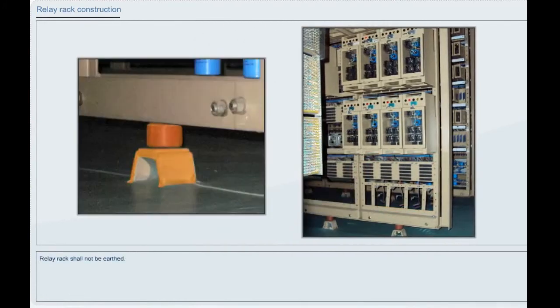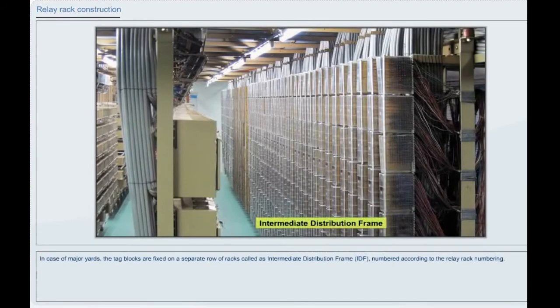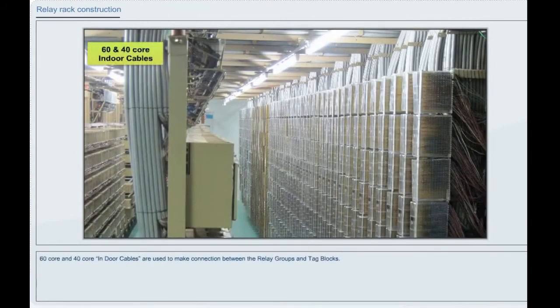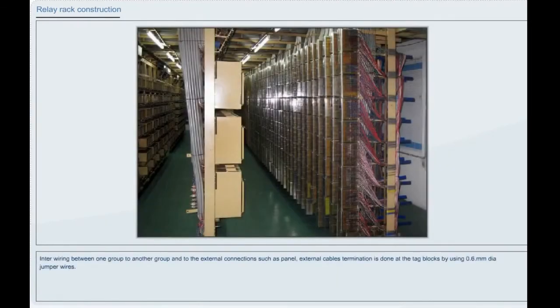Relay racks shall not be earthed. In case of major yards, the tag blocks are fixed on a separate row of racks called the Intermediate Distribution Frame, IDF, numbered according to the relay rack numbering. 60 core and 40 core indoor cables are used to make connections between the relay groups and tag blocks. Interwiring between one group and another group, and to the external connections such as panel and external cable termination, is done at the tag blocks using 0.6 mm diameter jumper wires.